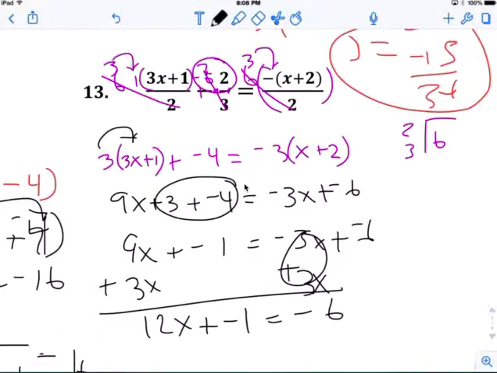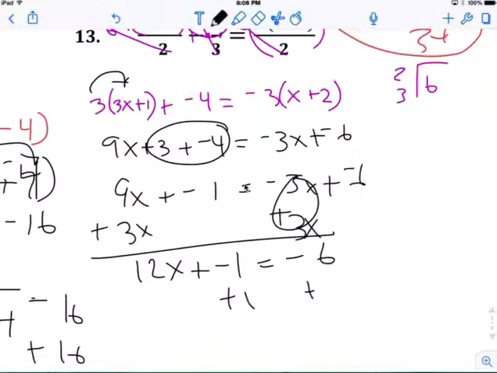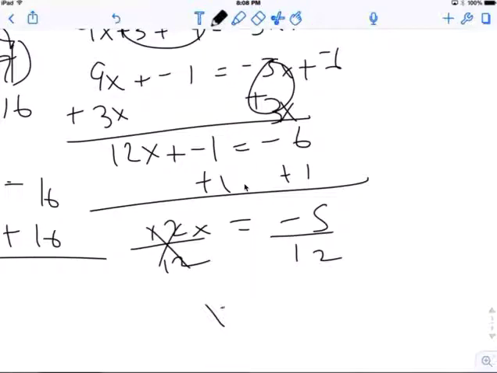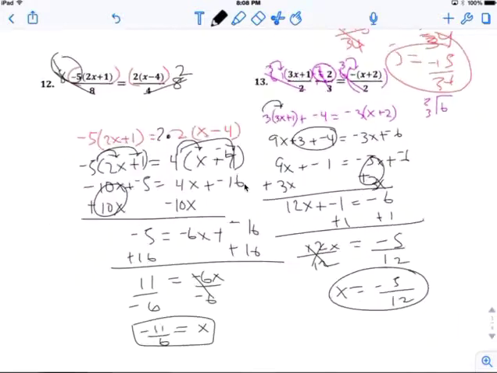Equals negative 6. Add 1, get negative 5 equals 12x. Divide by 12. x equals negative 5 over 12. Okay?